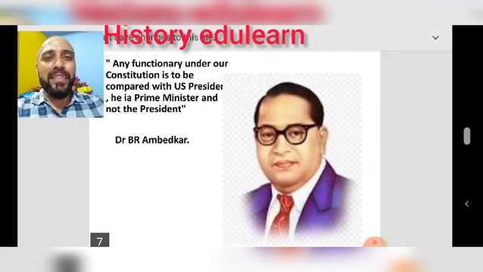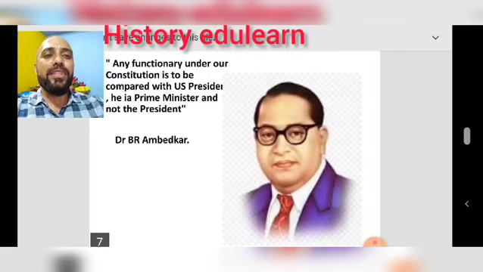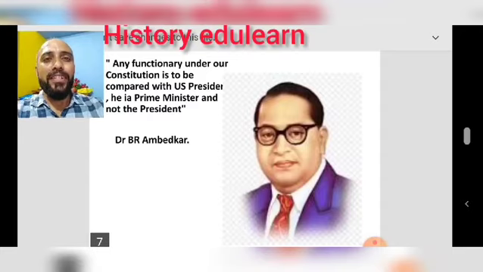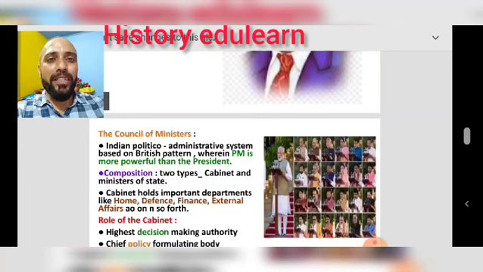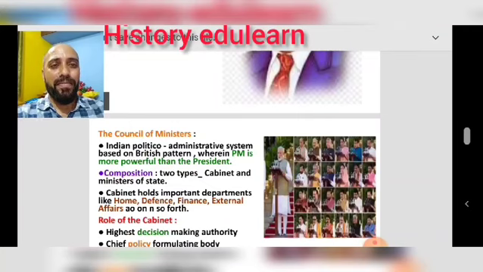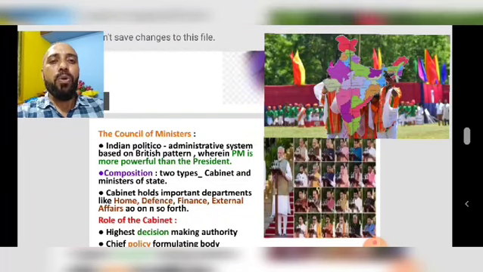Dr. Babasaheb Ambedkar, the father of Indian Constitution, rightly said, any functionary under our Constitution is to be compared with US President, then he is Prime Minister and not the President of India. Thus, let us see the third component of executive, the Council of Ministers. Indian politico-administrative system is based on British pattern, wherein Prime Minister is more powerful than the President.